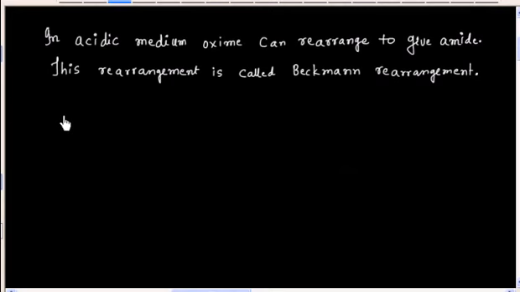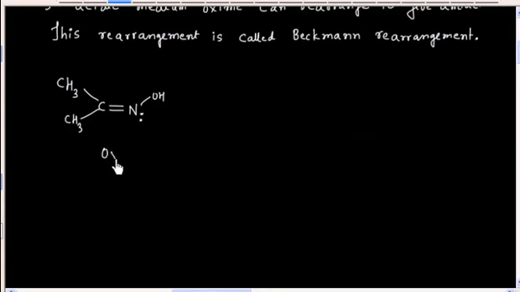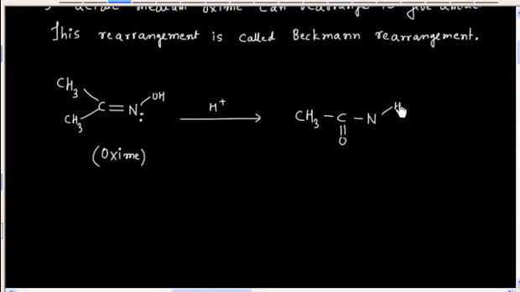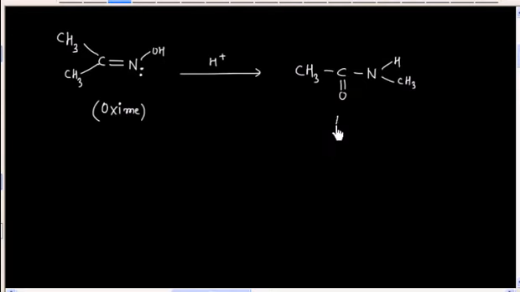For example, we have this oxime. It will rearrange to give this amide.